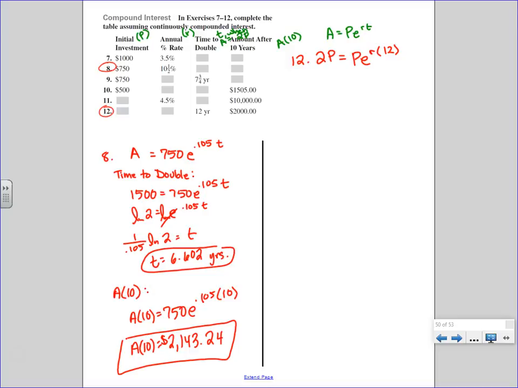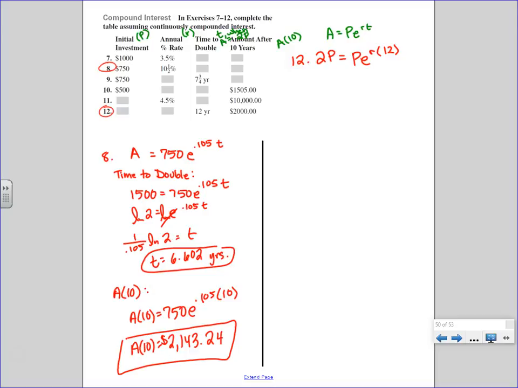So, A says, how much do you have? Well, at 12 years, I have double, or 2 times, what I had originally. So I have to take out the A and put in the 2P, because that was my clue. We just had to put it in mathy terms to understand it. Now, how does that make it any better?